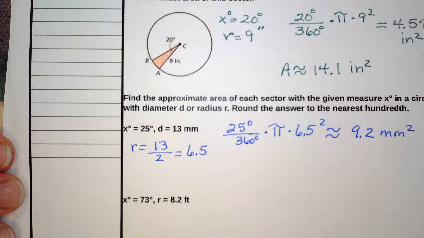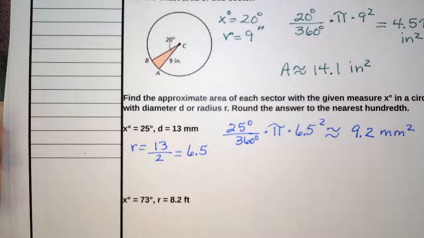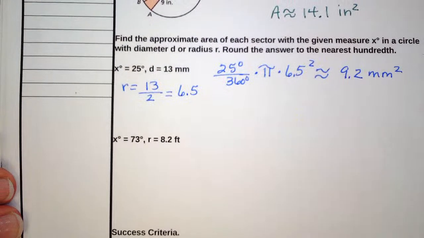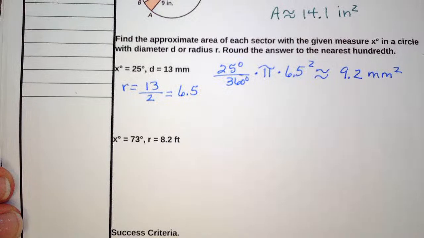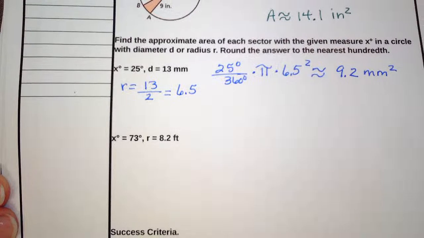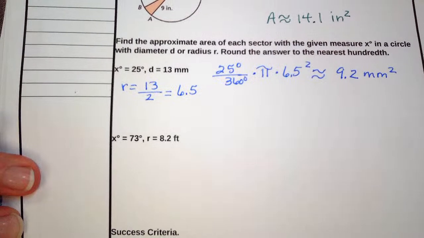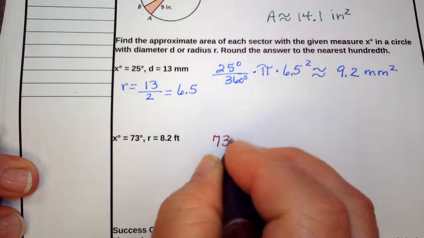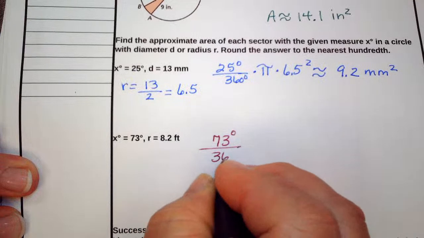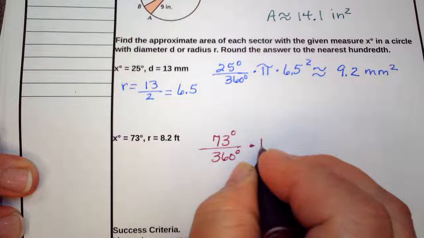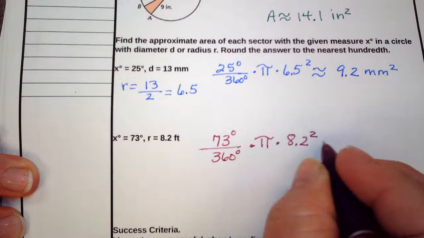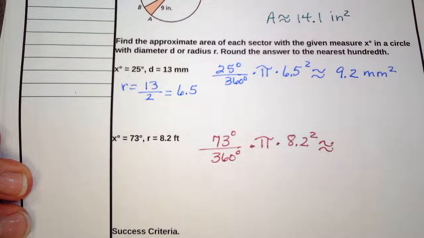Can you do the last one on your own? This time you have the radius. You do not have to find the radius. Plug and chug. Identify your x, identify your r, and then put everything in where it belongs in the formula. How many degrees? 73 degrees out of my 360 total times pi times 8.2 squared is approximately.